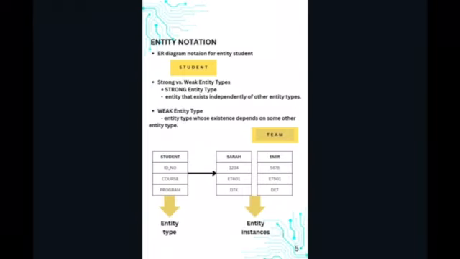Today I want to talk about entity notation. What is entity notation? Entity notation is ER diagram notation for entity student.